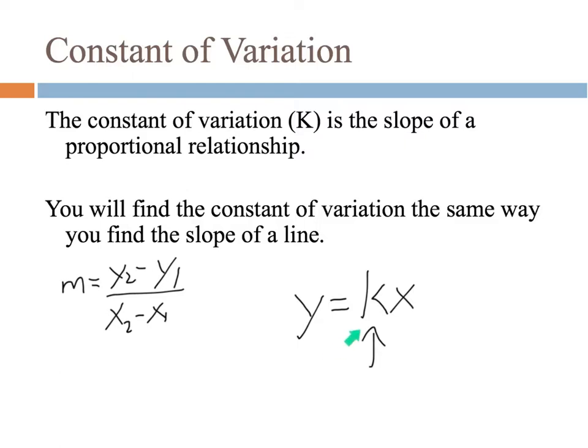So we could actually replace this k with an m, y equals mx. But we'll get to that later when we start talking about a different form of a line. Right now, all you need to know is that k represents the constant of variation.